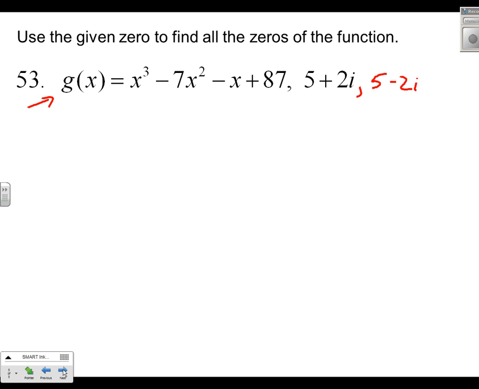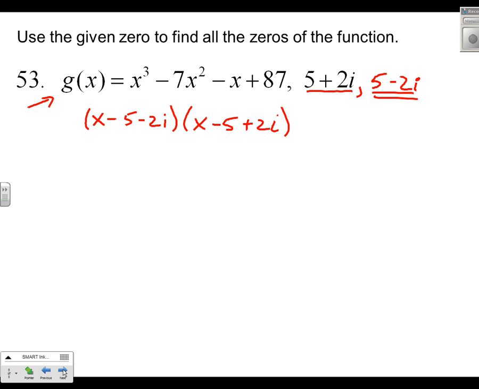Remember, one of my favorite blue box, easy to understand rules: complex zeros occur in conjugate pairs. Therefore, a linear factor of this would be x minus this, which becomes x minus 5 minus 2i, times x minus this, which becomes x minus 5 plus 2i. I'm going to superfoil that out. I'm going to shortcut this.